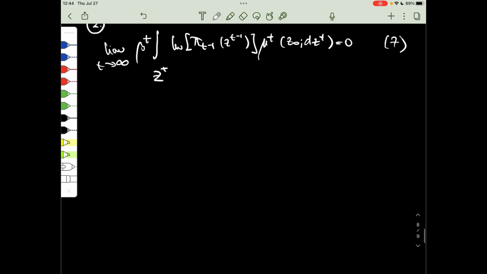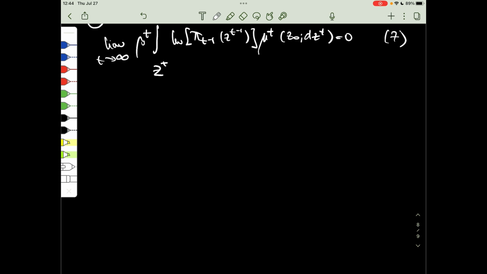So let's try to show that any other plan other than the optimum policy function has the value of minus infinity. So let's release expression 7. So let's say that 7 doesn't hold. If we do so, then we have those plans which are in pi.